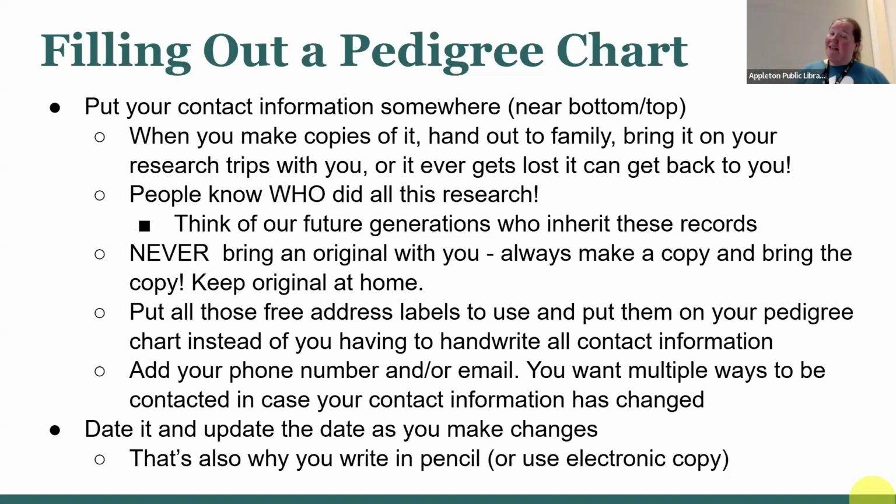I also add a date on my pedigree charts and I update that date as I make changes. So now I can see, oh, I haven't updated this since 2019. What else has changed since 2019? Maybe we added additional kids to the family and now they need to be added. That's also why you want to write it in pencil, or if you have an electronic copy, then you can easily update that date as you need to.